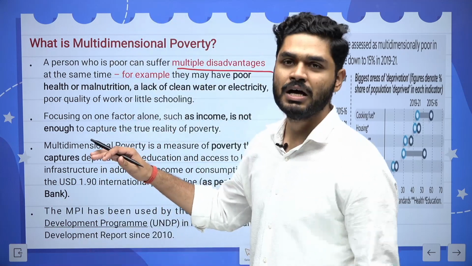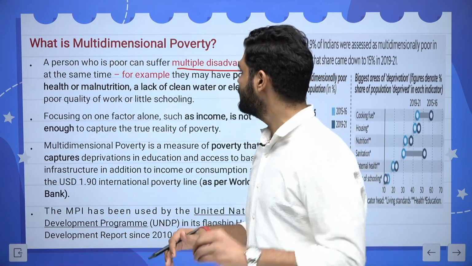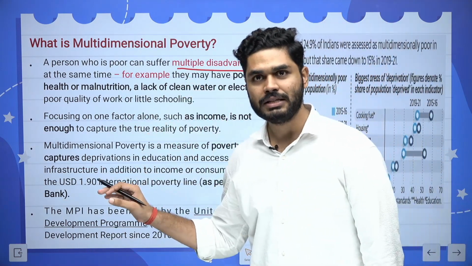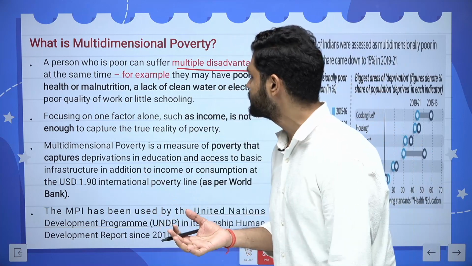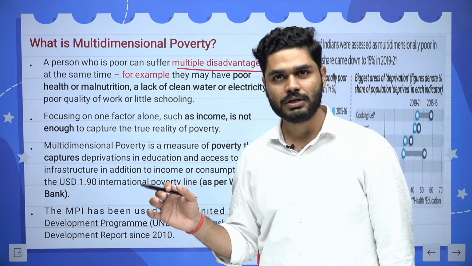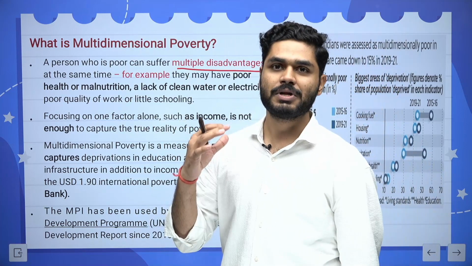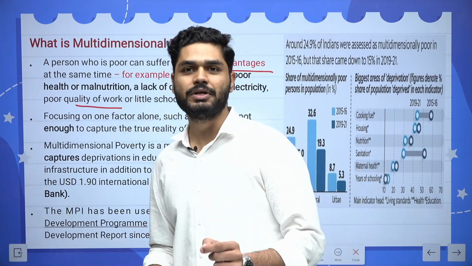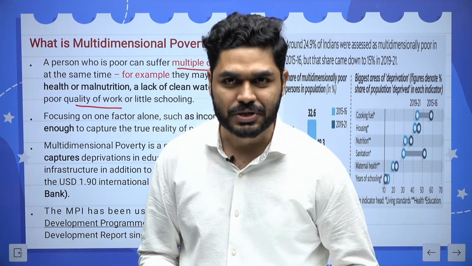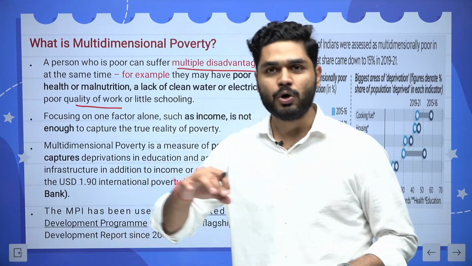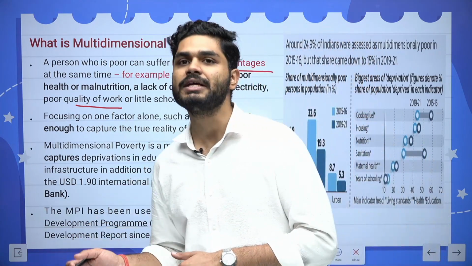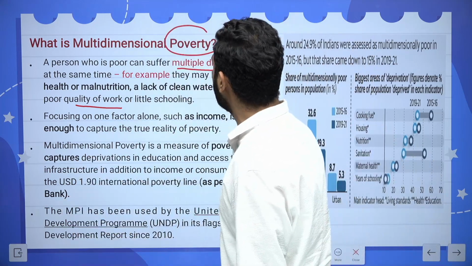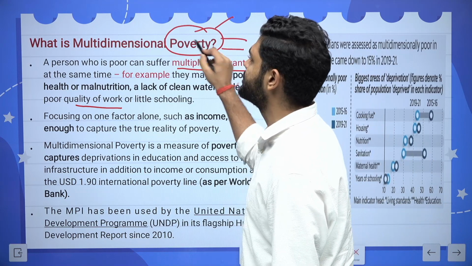And the other problems other than poverty are, for example, people may have poor health, or they could be suffering from malnutrition. They are lacking clean water. They might also be lacking regular supply of electricity. There could be poor quality of work, poor quality of office environment, poor quality of education, little schooling. So all these things added up with poverty is called multidimensional poverty. As the name also suggests, poverty and its multiple dimensions.